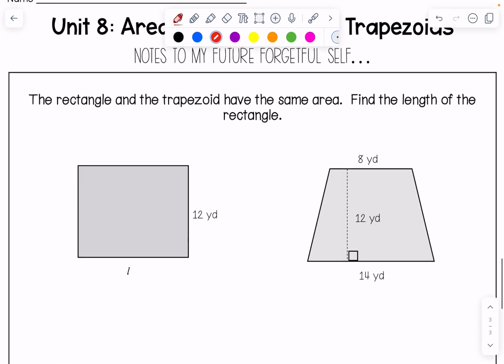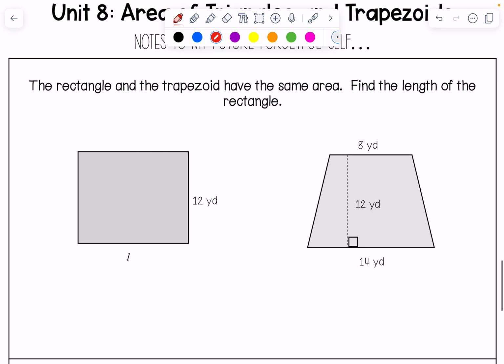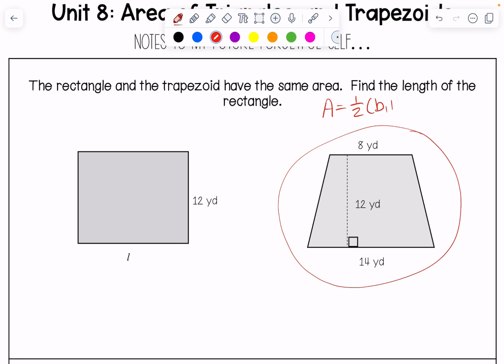And then we're going to look at a quick example over here. So the rectangle and the trapezoid have the same area. Find the length of the rectangle, okay? So because I know they have the same area, my first step here would be figure out the area of the trapezoid. So we're going to use our area formula, 1/2 base 1 plus base 2 times the height. Remember, my bases are the parallel sides, which are 8 and 14. The height is going to be 12.